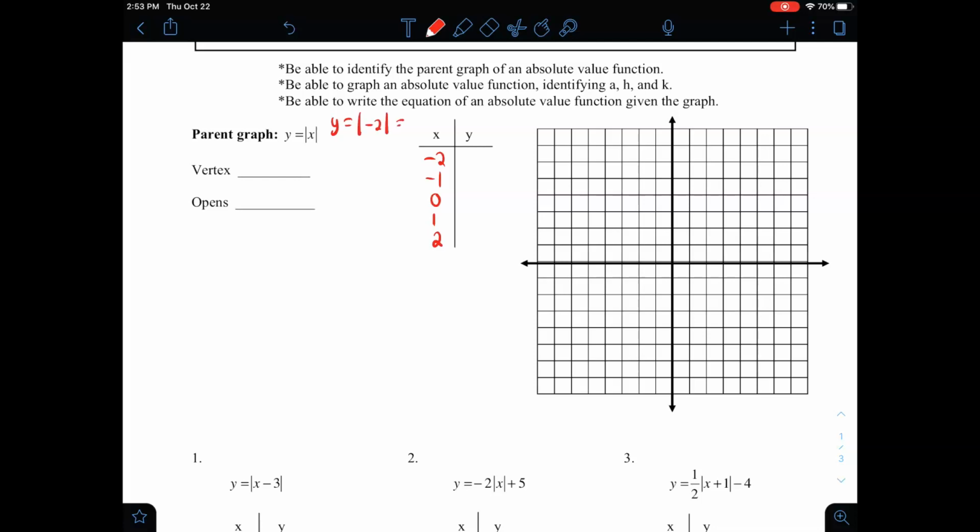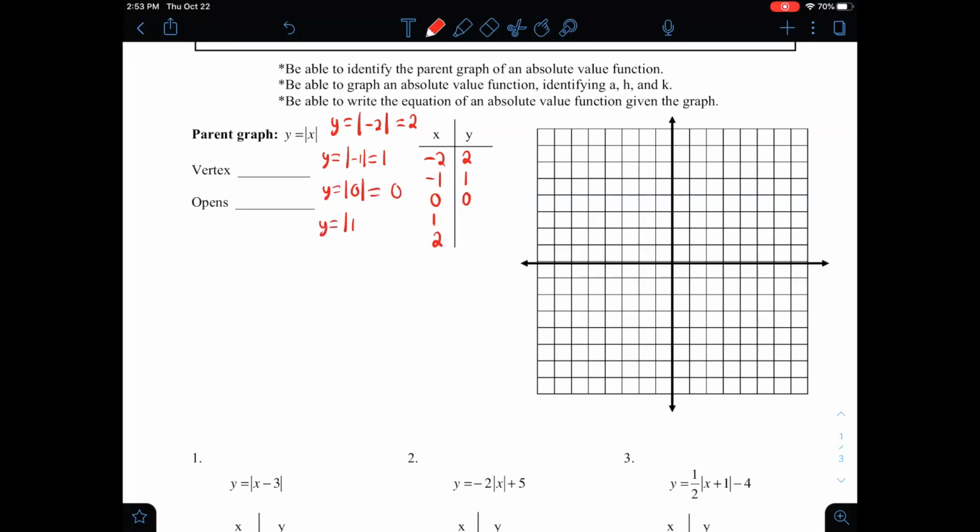Y equals absolute value of negative 2. Let's do that one first. Well, absolute value is asking how far from 0 is the number in the brackets. So how far from 0 is negative 2? It's going to be 2. All right. Same thing over here. Y equals absolute value of negative 1. How far is negative 1 from 0? That's going to be 1. Keep going. Y equals absolute value of 0. That's an easy one. That's going to be 0.